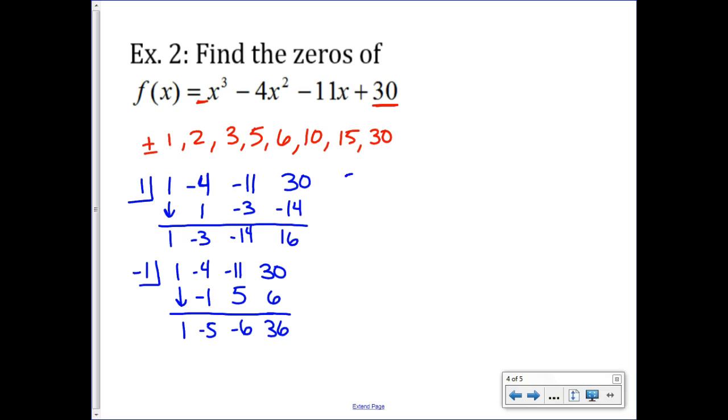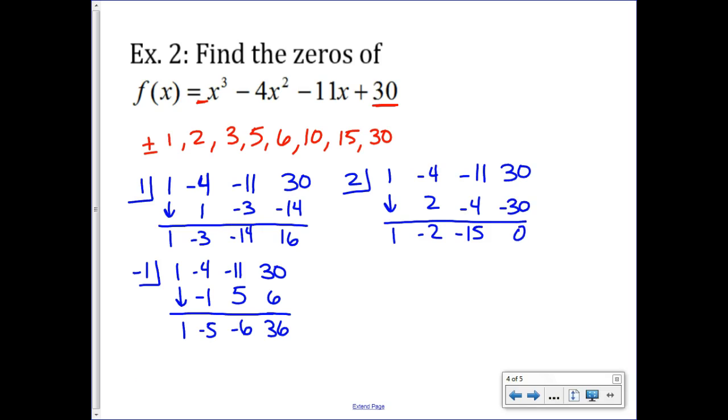Let's try 2. So I have 1, negative 4, negative 11, and 30. Now, I'm bringing down 1. 2 times 1 is 2. Negative 4 plus 2 is negative 2. 2 times negative 2 is negative 4. Negative 11 plus negative 4 is negative 15. 2 times negative 15 is negative 30. Oh, look, we get a 0.